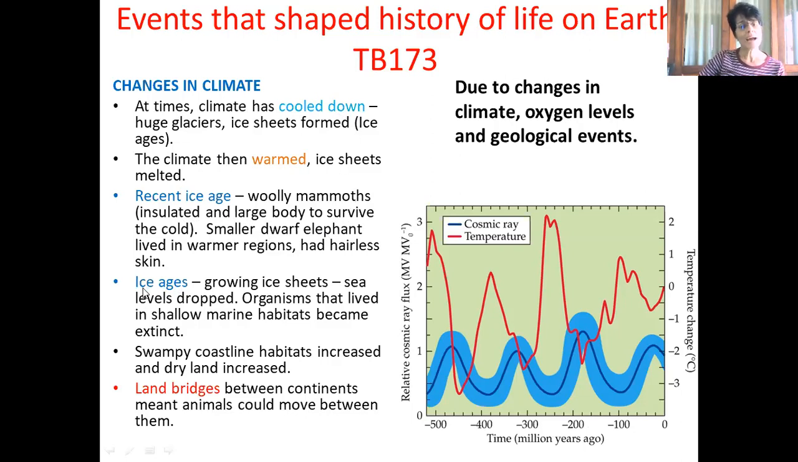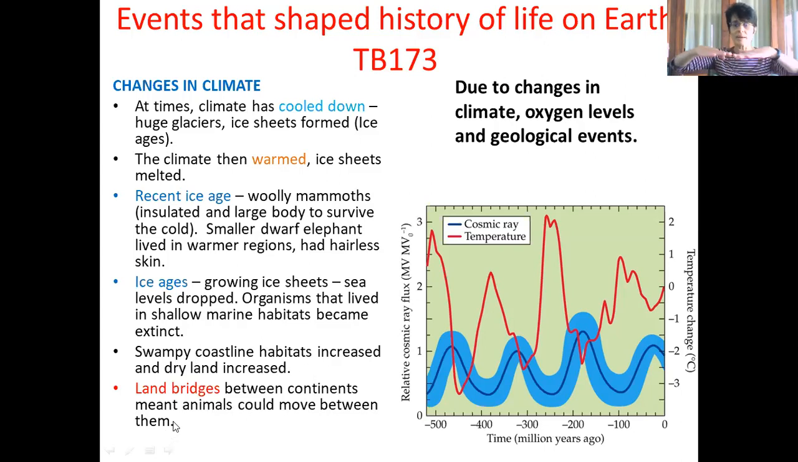Now when ice ages occur, when the seas get covered by these growing sheets of ice, when ice freezes, there's less water left behind, if you know what I mean. So the sea levels drop. If the sea levels dropped, then the animals living in the shallow regions would have died out, so they became extinct. But swampy coastline habitats would have increased, and then there are new niches for other organisms to start evolving.